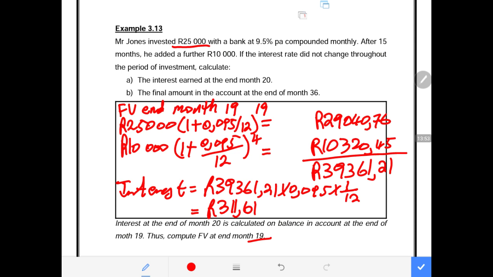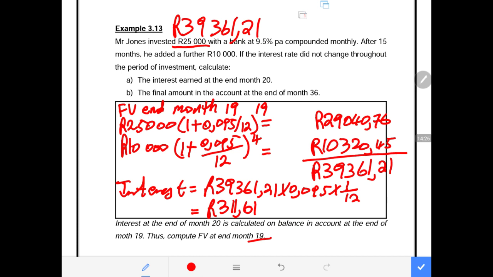Otherwise, you can use all the functions of the PV and your interest to calculate the future value of this investment. Now, I just want to record this amount here aside, the future value at the end of month 19, because I will need it, but because of limited space, I need to clear everything. So we have a balance at the end of month 19, which is 39,361 rand 21 cents. This is how this has been calculated.